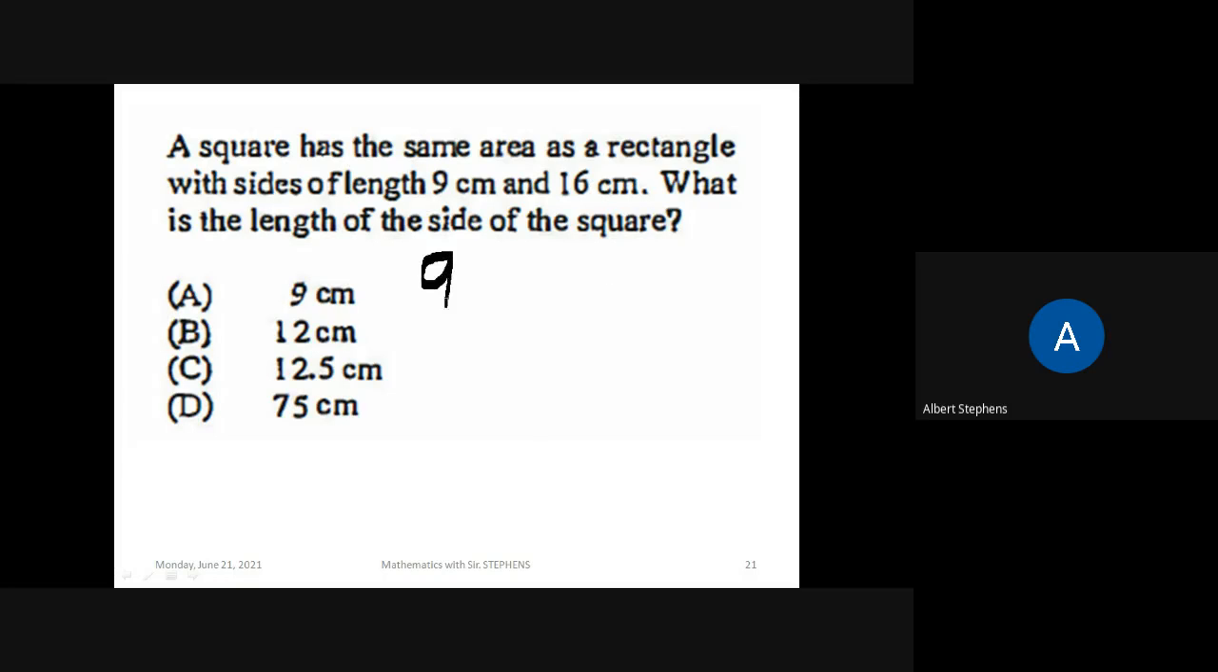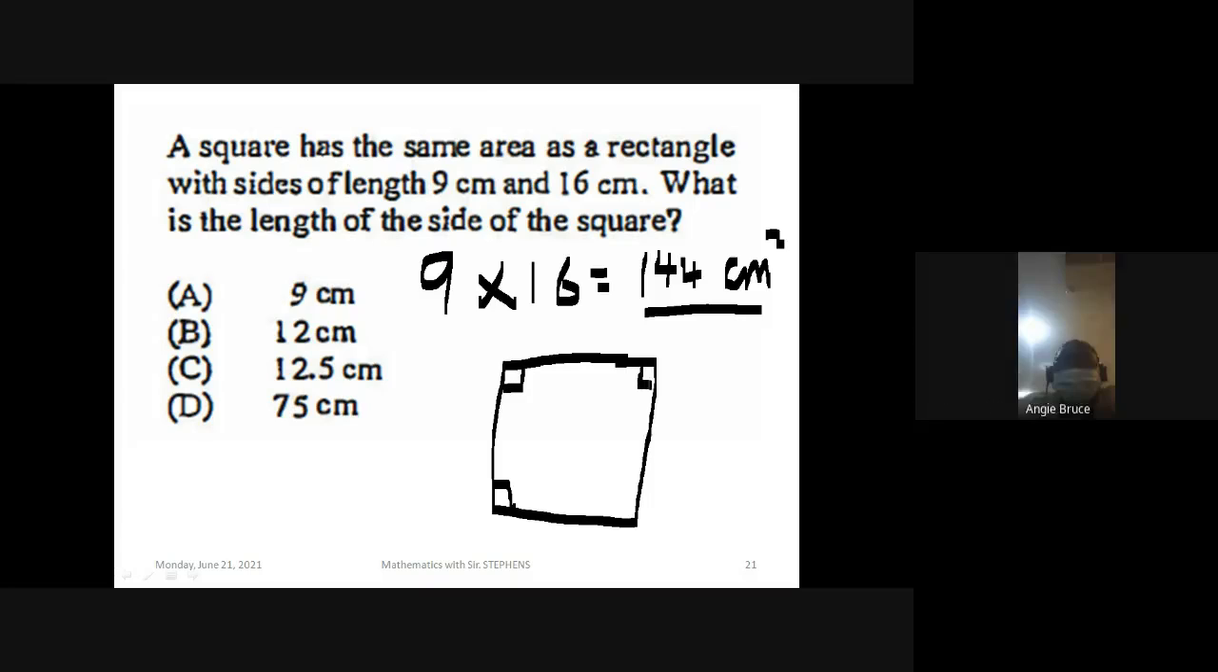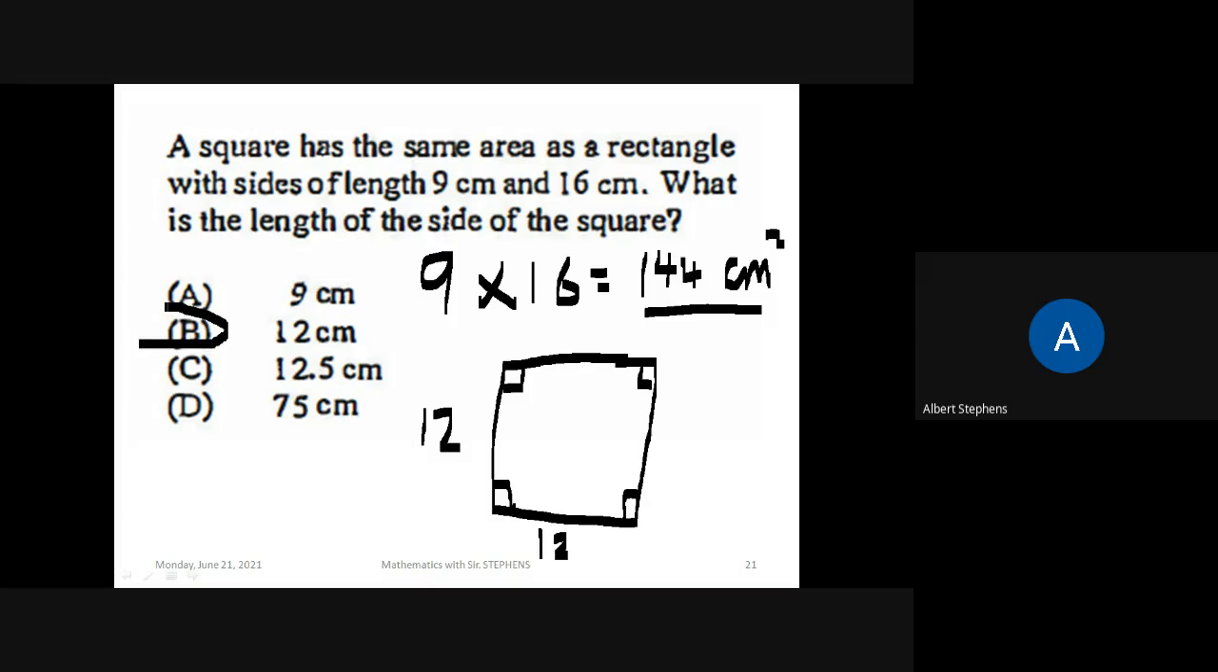So what's 9 times 16, by the way? 144. So the area of the square is 144. What's the length of one of the sides? If the area is 144, sir, it has to be 12. Yes, you just find the square root of 144, and that's your answer. Everybody get that?